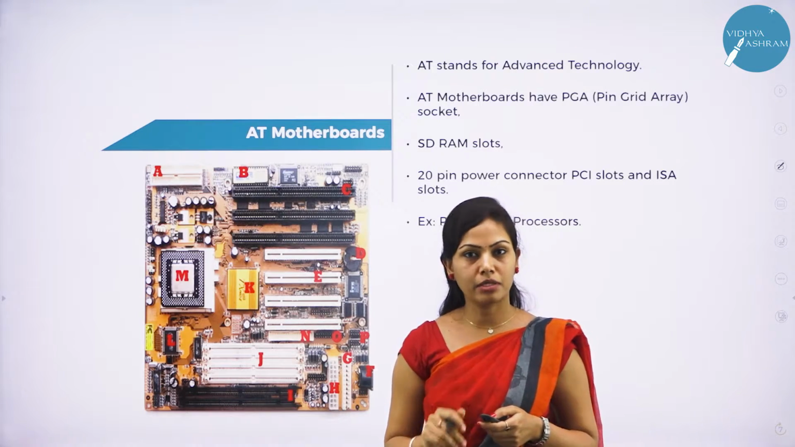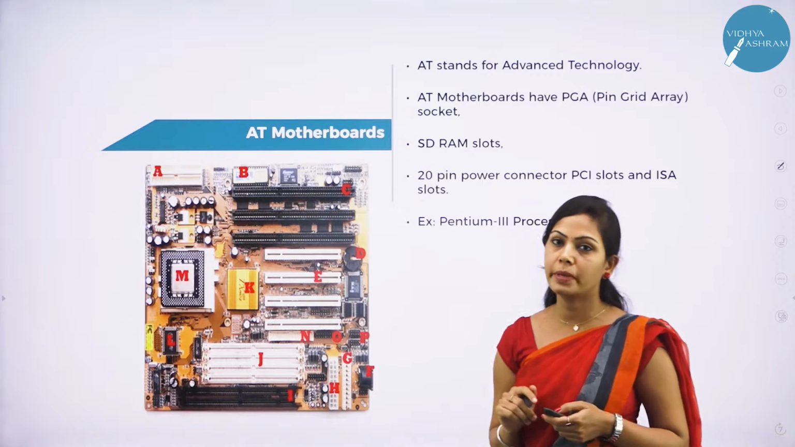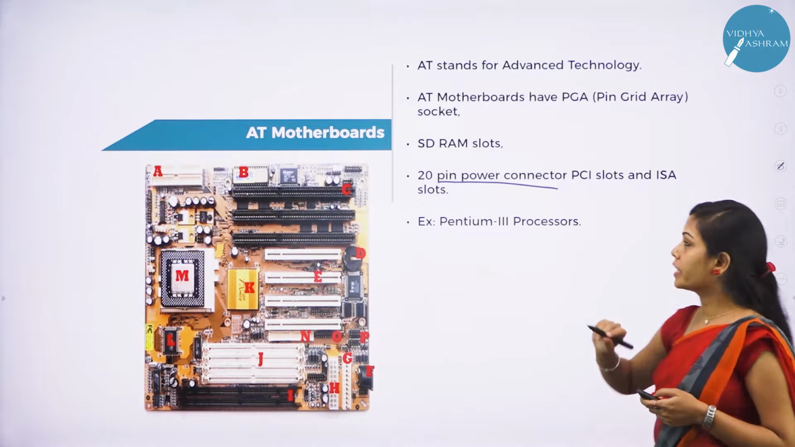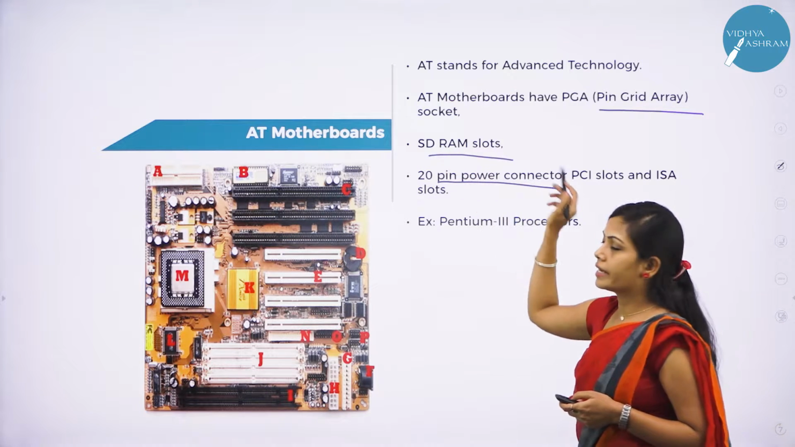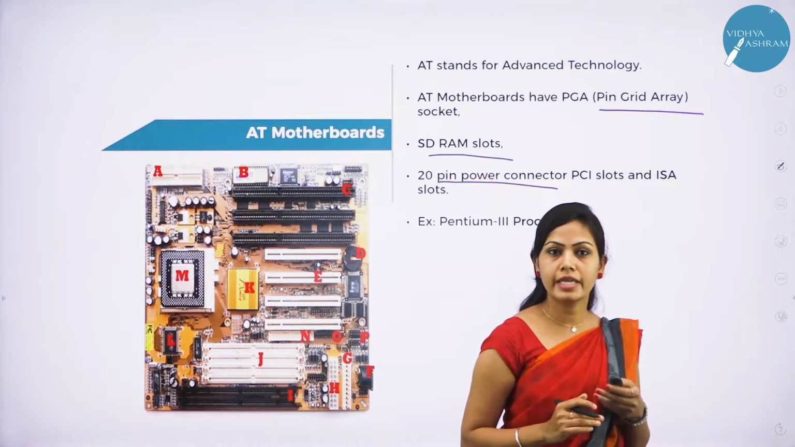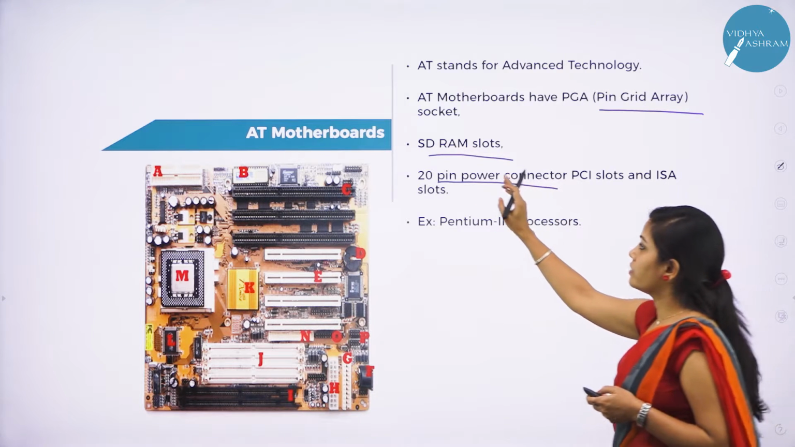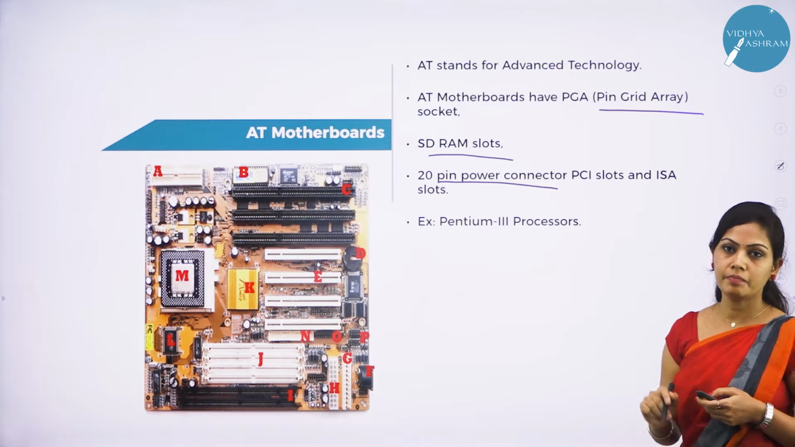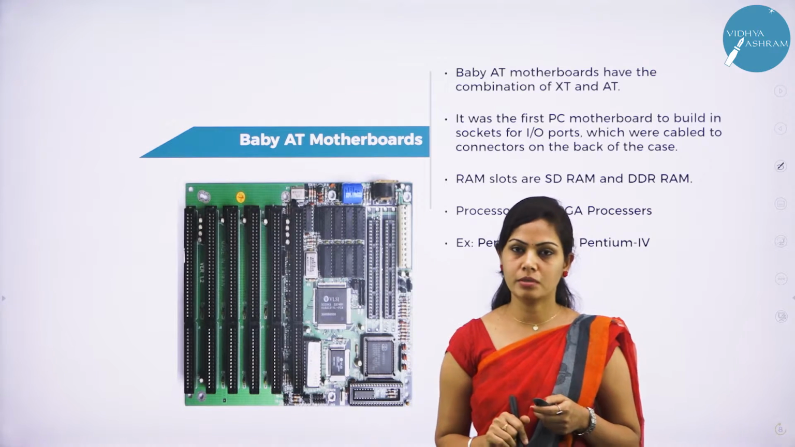Second one is AT motherboard, Advanced Technology motherboard. These type of motherboards are used in PCs, which has 20-pin power connectors, and processor socket is pin grid array, PGA, and RAM slot is SD-RAM, synchronous dynamic random access memory. So, XT motherboard, and next one is AT motherboard. AT motherboard consists of 20-pin power connectors and RAM slots are SD-RAM, and processor socket is PGA, pin grid array. Example Pentium 3 processors.